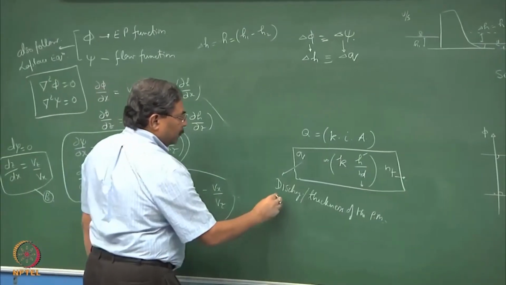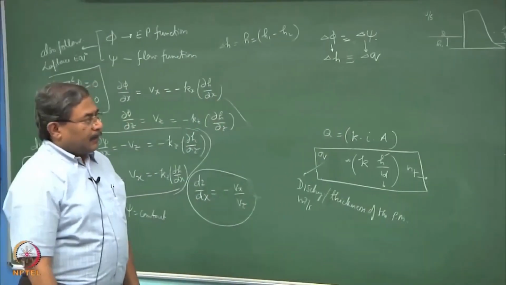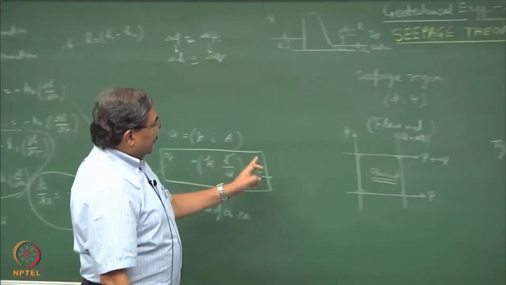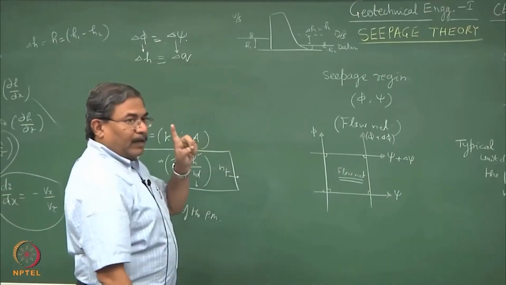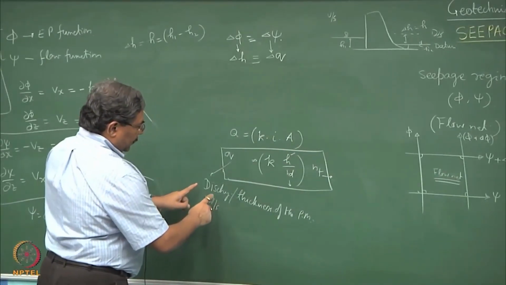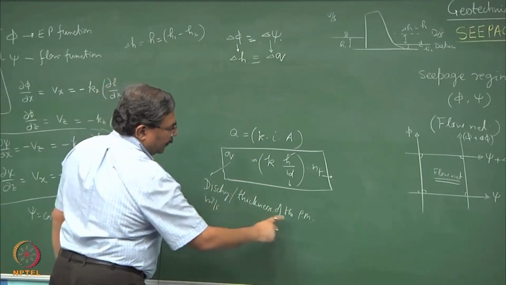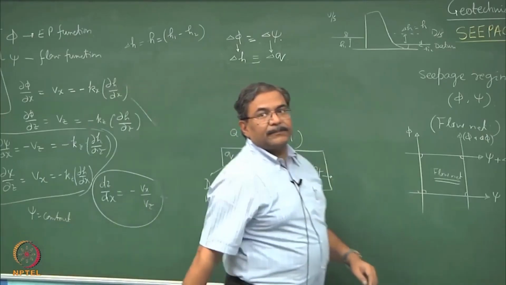So, remember the discharge units would be meter cube per second. Area of cross section we have taken here as 1 into 1. So, this is your discharge, which will be meter cube per second per unit length in the third dimension.